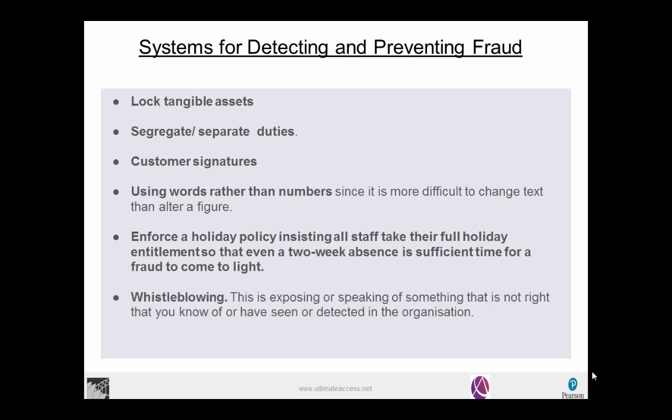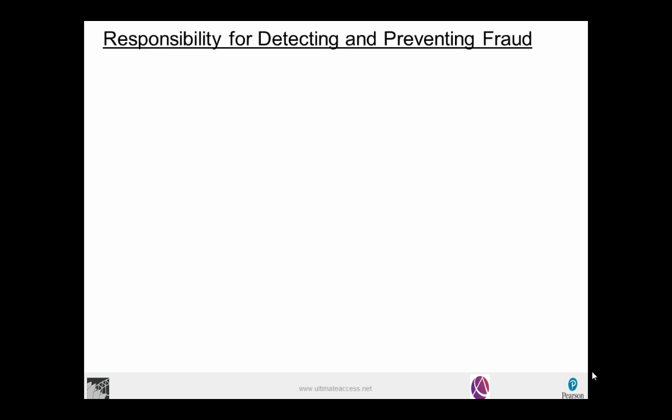Now, the next one is whistleblowing, which is basically exposing or speaking of something that is not right, that you know of or have seen or detected in the organization. You know that this is wrong, so you end up, we used to say it back in school, you're telling on them to the teacher. So basically here you're telling on them to the authorities, right, that they are doing something wrong.